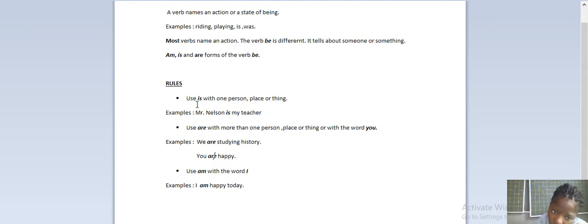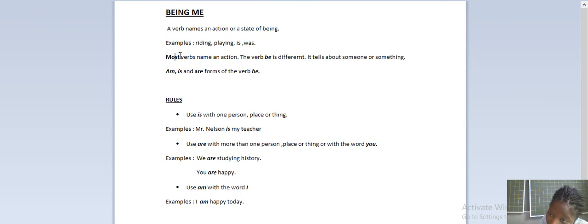Let's go over the rules again. We use is when we're describing one person, one place, or thing. Mr. Nelson is my teacher. This phone is mine. We use are when we're talking about more than one person, more than one place, or more than one thing. Or with the word you, or the pronoun you. So when we're talking about more than one person, more than one place, or more than a thing, we use are. If you're using the pronoun you, we use are. Simple. Then am is used with the word I. So is, are, and am are forms of the verb be.